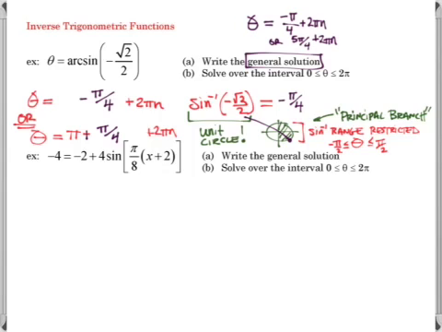And if I want actual solutions, I need to plug in values for n, so those are integers, the negative and the positive whole numbers, that give me things between 0 and 2 pi. So if I plug those in, when n is 0, I get 5 pi over 4, that works. When n is 1, I get 7 pi over 4. Those are the only two that are going to give me solutions on that interval.